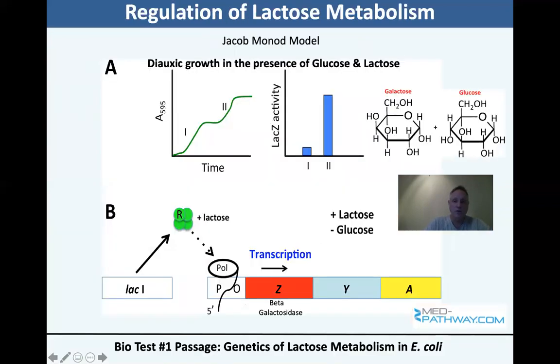So we're going to look at the first model of gene regulation. This is the classic lac operon, or lactose metabolism. It's specifically listed in the AAMC content outline. It's called the Jacob-Monod model.